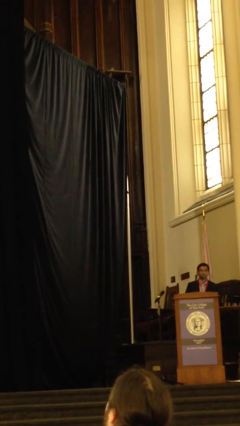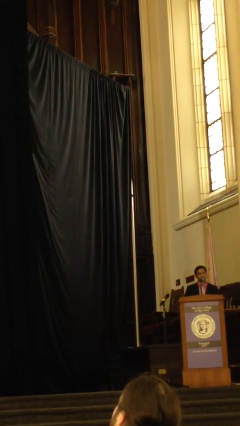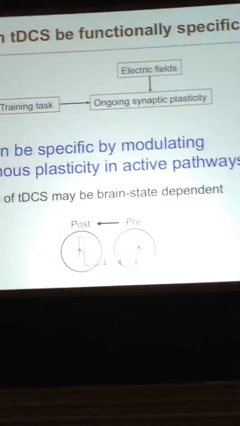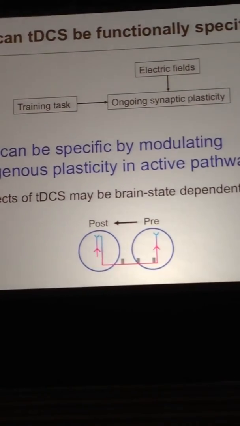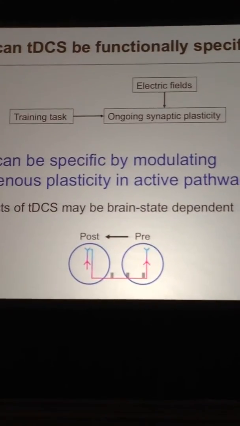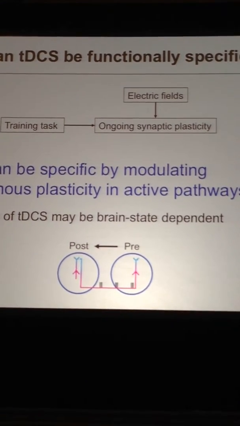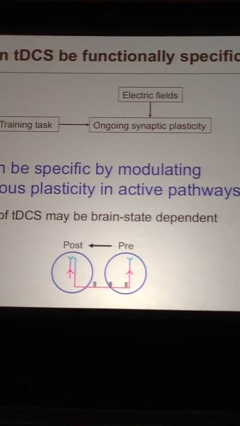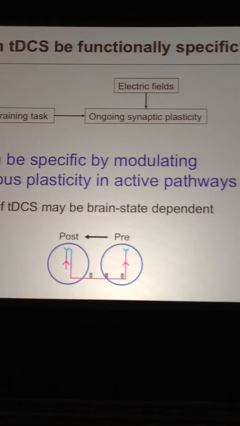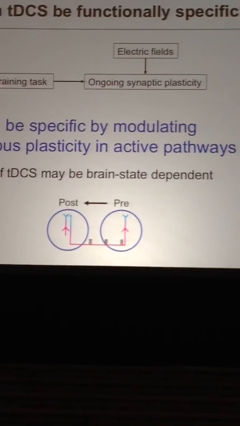Well, one way we can approach this problem is to think about, well, what happens during training? During training, right, you have a particular network that's active, a particular functional network that's being activated, and there's endogenous plasticity. There's synaptic plasticity that's going on in that connected network. And so one hypothesis is that the electric field interacts with that ongoing plasticity. Right? So this is the hypothesis. The electric fields interact with the ongoing plasticity and might modulate plasticity to ultimately have an effect that's very specific to that functional network. Right?